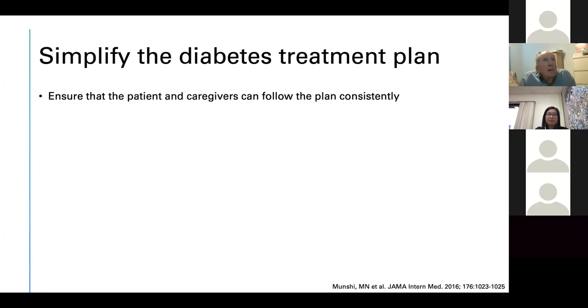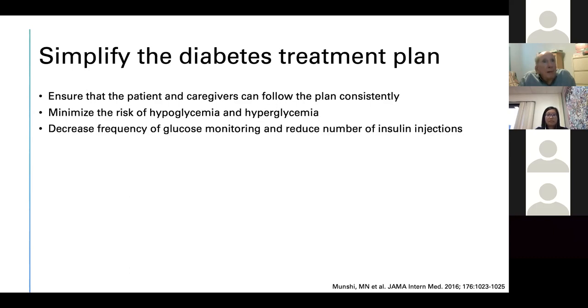Another guiding principle is simplifying the diabetes treatment plan. This is really to ensure that the patient and caregiver can follow the plan consistently, to minimize the risk of hypoglycemia as well as hyperglycemia, and decrease the frequency of glucose monitoring and reduce the number of insulin injections. I'm not going to discuss oral medications during this talk, as Dr. Darris did discuss them in his talk last month at Grand Rounds.